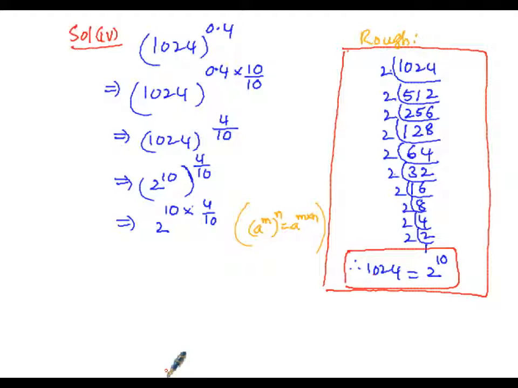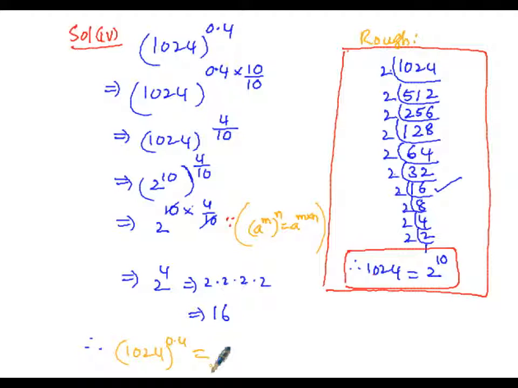Based upon this identity, I wrote 2 to the power of 10 into 4 by 10, but denominator 10 and numerator 10 get cancelled, that implies 2 to the power of just 4 is left over. So here 2 must be repeated 4 times, that is 2 into 2 into 2 into 2. When 2 is multiplied 1, 2, 3, 4 times, its value is 16. So in this manner, therefore, 1024 whole to the power of 0.4 is just 16.